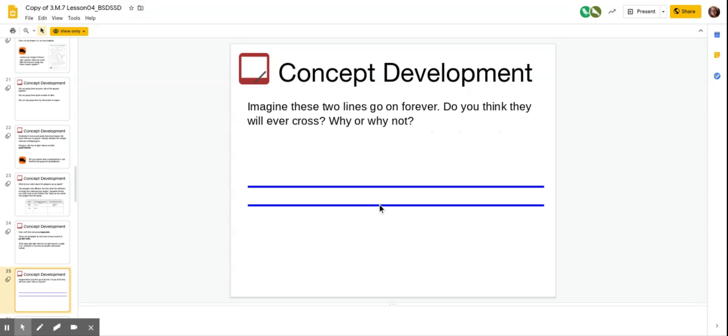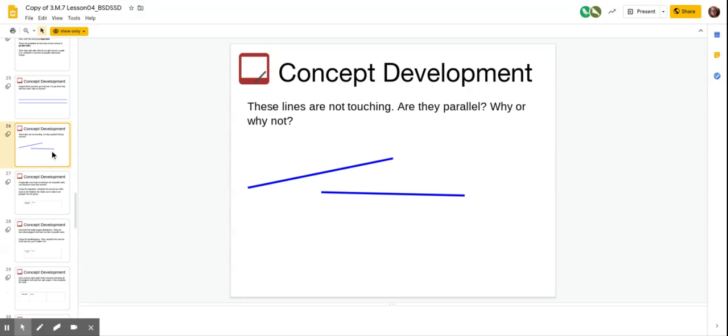So, do you think that these are parallel? Do you think that they will ever cross? They are parallel and they will never ever cross. They just keep going on forever. But on the next slide, they're not touching, but are they parallel? They are not parallel because eventually this blue line will run into and intersect this blue line. So those are not parallel.